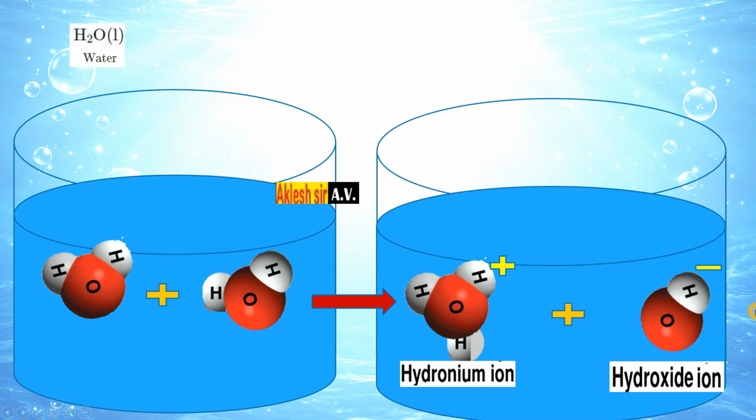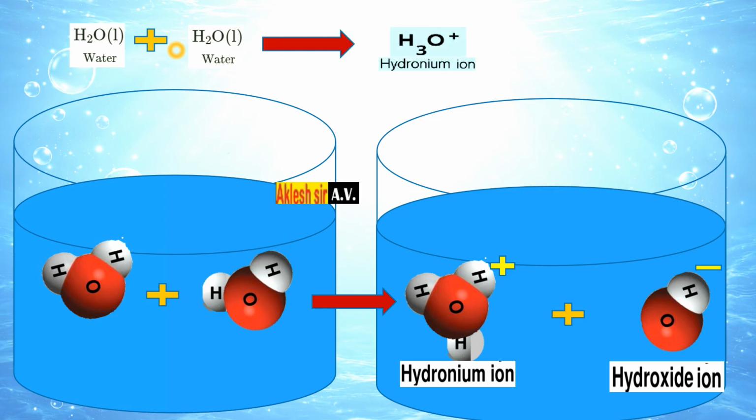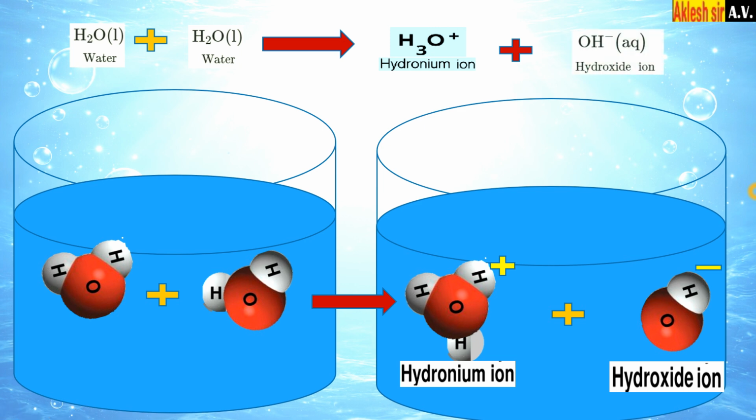If you want to write it in reaction format, two water molecules react with each other to form one molecule of hydronium ion plus hydroxide ion. Here, this is the hydronium ion, plus the hydroxide ion. So how to write the reaction? 2H2O gives one hydronium ion and one hydroxide ion.